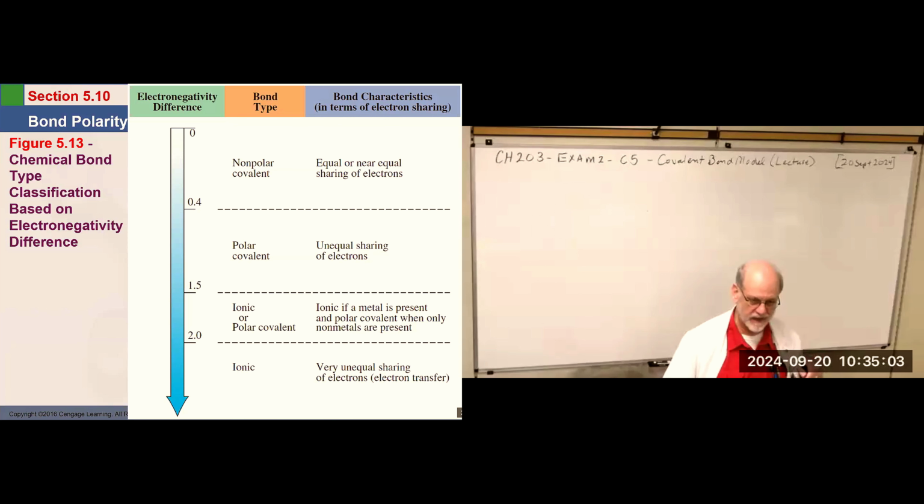If it's a metal and a non-metal, we call that region ionic. If it's between two nonmetals, we call that still polar covalent.